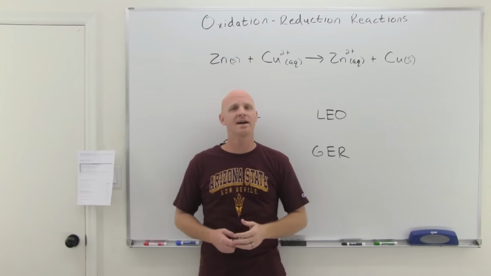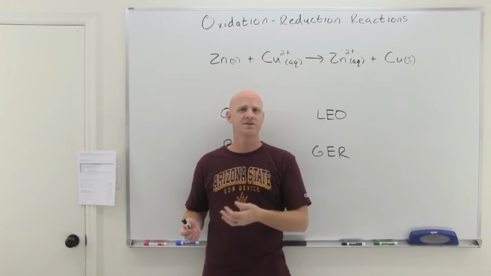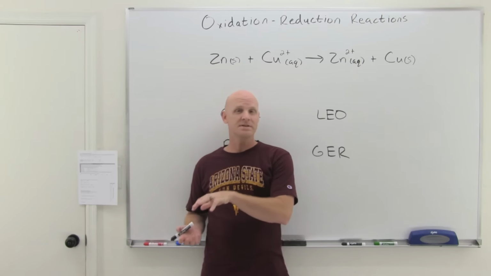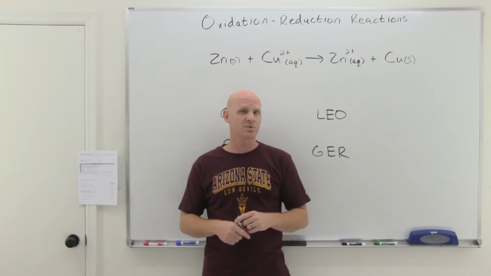Oxidation-reduction reactions, aka redox reactions, is going to be the topic in this lesson, and we'll start by defining oxidation and reduction. We'll find out that these are just electron transfer reactions. One species is going to lose electrons, one species is going to gain electrons, and we associate each of those names with one of those.